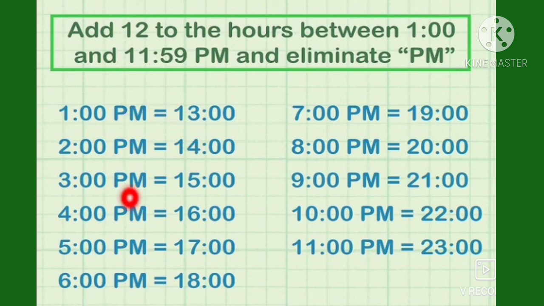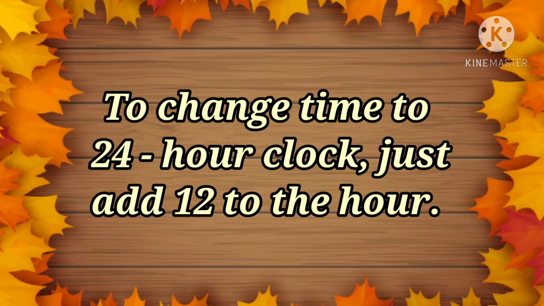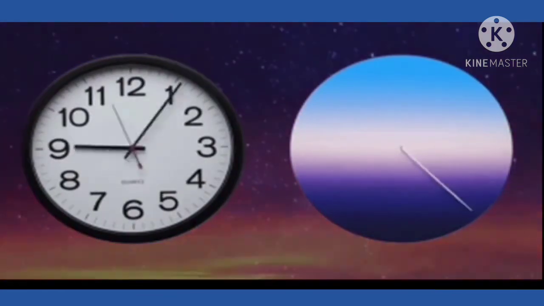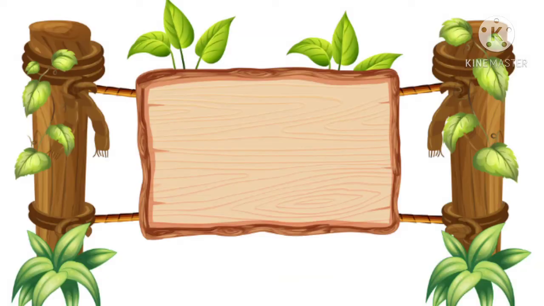Also eliminate PM. Important note: to change time to 12-hour clock, just subtract 12 from the hour. Second note: to change time to 24-hour clock, just add 12 to the hour. Dear students, in the next class, we shall solve problems related to this concept.